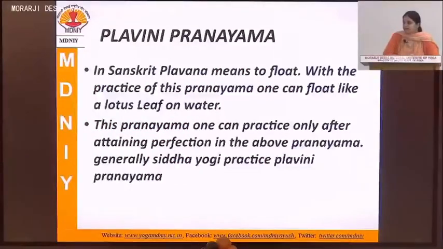Plavani pranayam, in Sanskrit, means to float. By practicing this pranayam, yogis can float on water like a lotus. It can also be done after achieving siddhis in all the pranayams, and that should be done only by siddhas. It is also a higher pranayam practice.